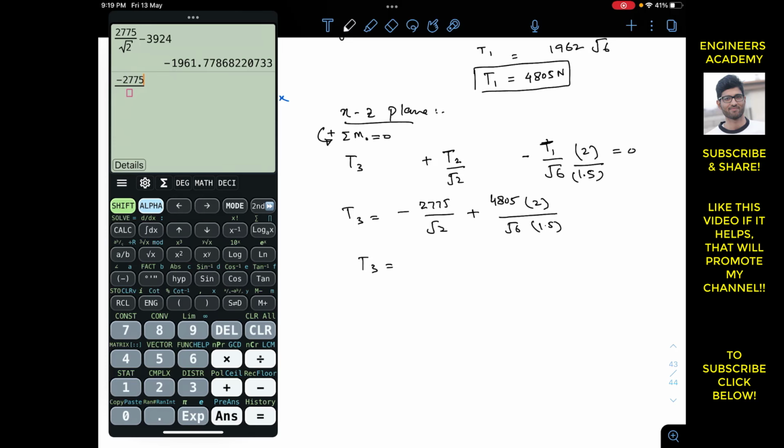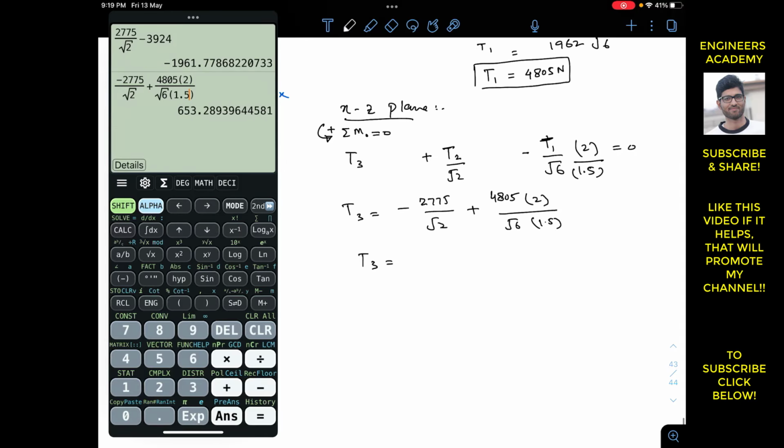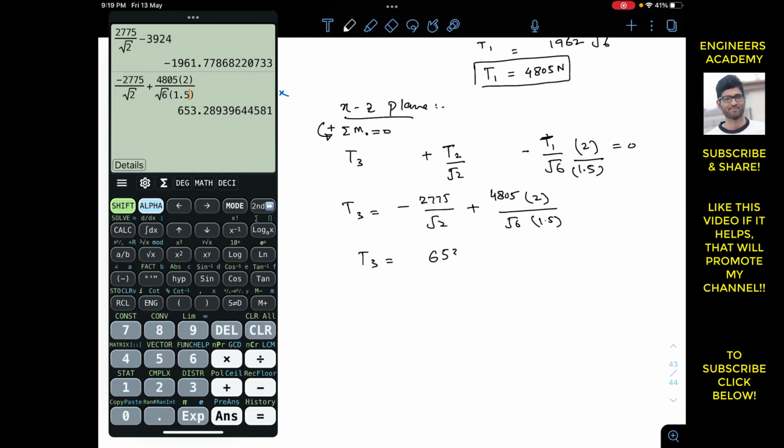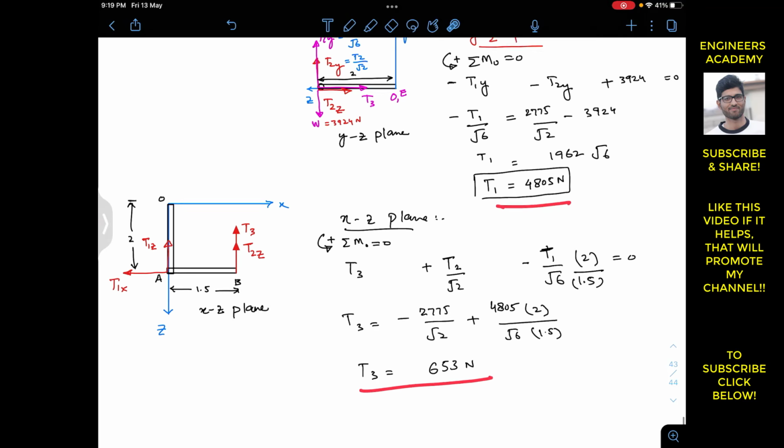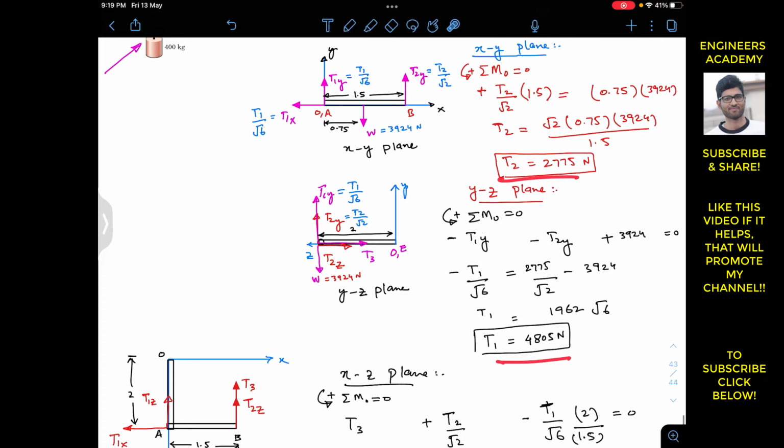So this is minus 2775 divided by square root 2 plus 4805 into 2 divided by square root 6, multiplied by 1.5. So this gives us 653 newtons. So this is T3, the T3 magnitude. Now we know the tension in all the cables. This is T3, this is T1, and this is T2.